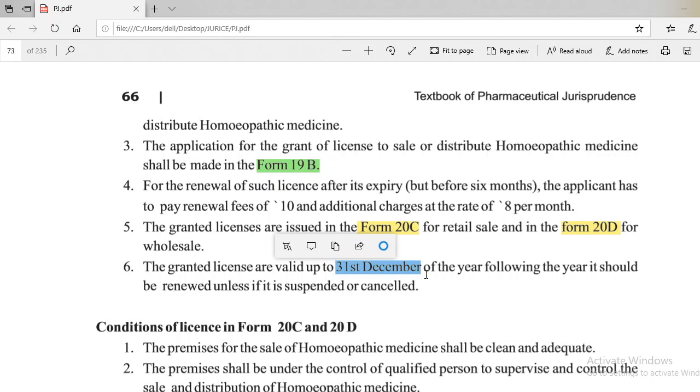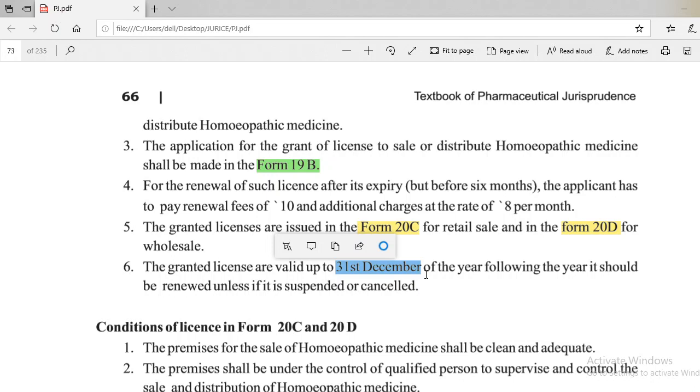But again I get 6 months more to renew my application. So by 31st December 2021, meaning next year December, I have to pay more fees and I have to renew my license, if I want to take the benefit of it. Otherwise I will have to give extra money whenever I require that license. So this is the case.